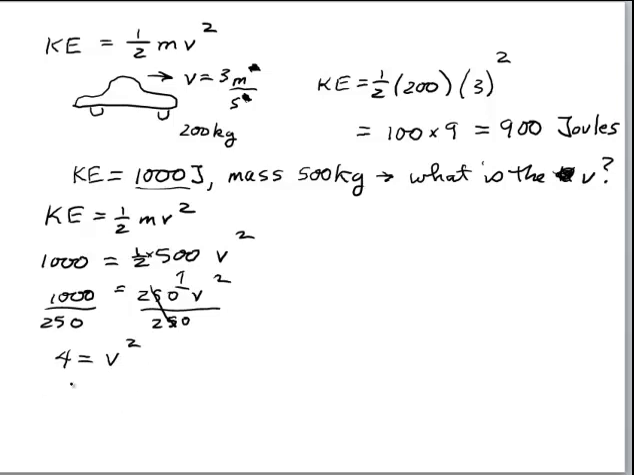No. We have to take the square root of both sides. So we'll take the square root here, square root here. The square root of v squared is just v. The square root of 4 is 2. So the only thing we need to add now is the units. If this is velocity, we know the units that go with velocity are meters per second.